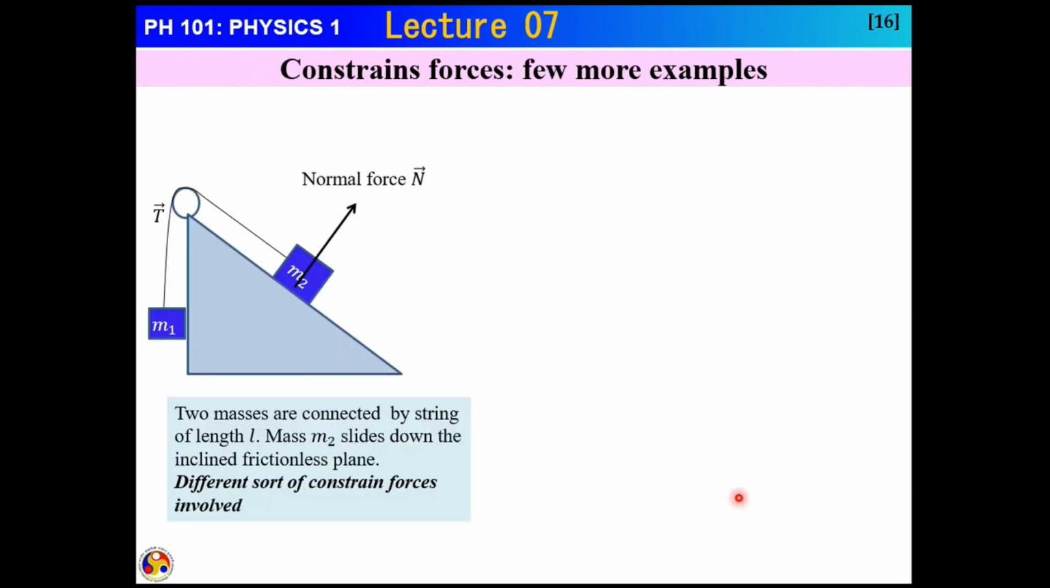Okay. For example, here is another example where we have to introduce this tension in the string, to make sure that the length remains the same, and then there is no acceleration. There is a constraint, and then there is no increase in the length of this. Okay.